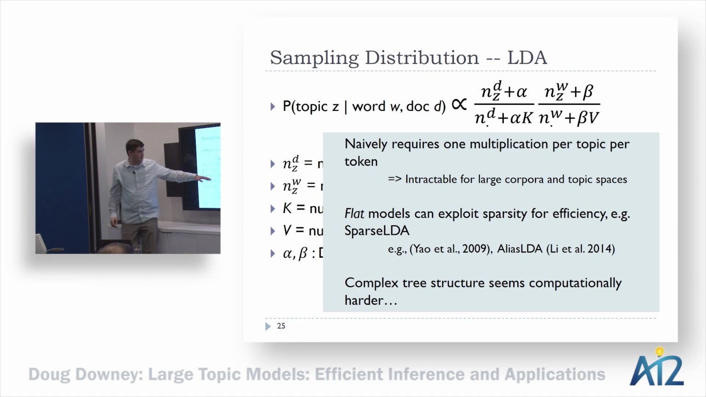In recent work, there have been methods to exploit sparsity, the fact that a whole bunch of the numerators are 0, in order to do this much more quickly. So Sparse LDA is this Yao et al. paper. Alias LDA won the best paper award at KDD a year ago. It's also a fast way of doing this flat topic modeling.